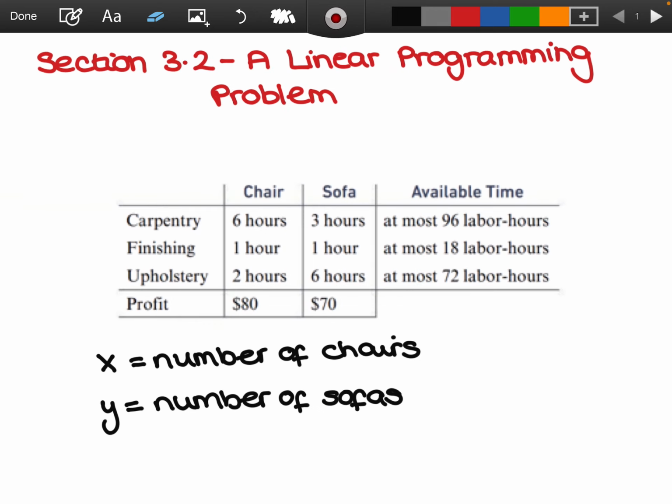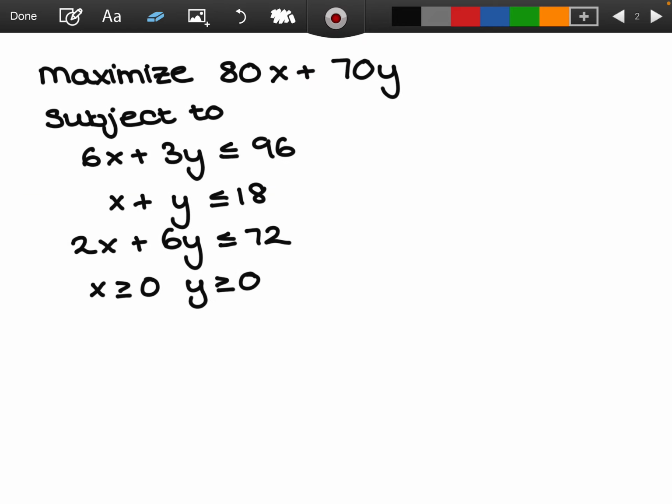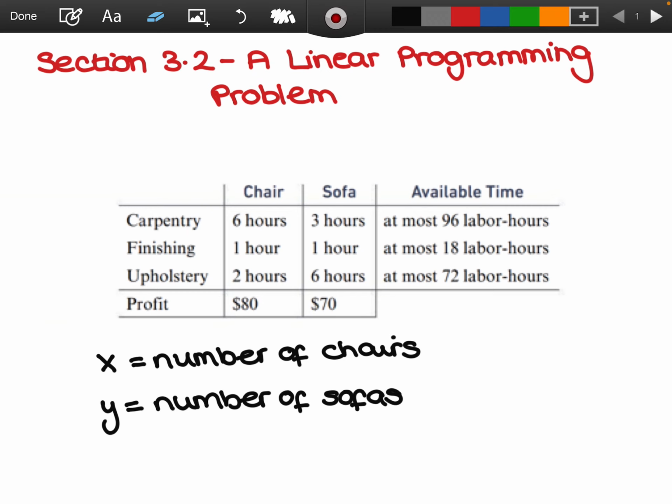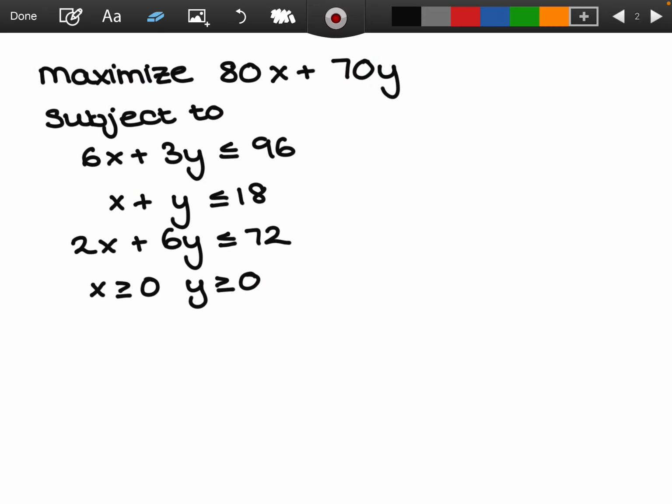Same goes for finishing and upholstery. 1 times x plus 1 times y can be at most 18 for finishing, so x plus y is less than or equal to 18. And then we have 2 hours of upholstery for a chair and 6 hours for a sofa, so 2 times x plus 6 times y is at most 72 hours. That gives 2x plus 6y is less than or equal to 72. Each of these constraints tells me how many hours of carpentry, finishing and upholstery I can have, depending on the number of chairs and sofas I'm creating.